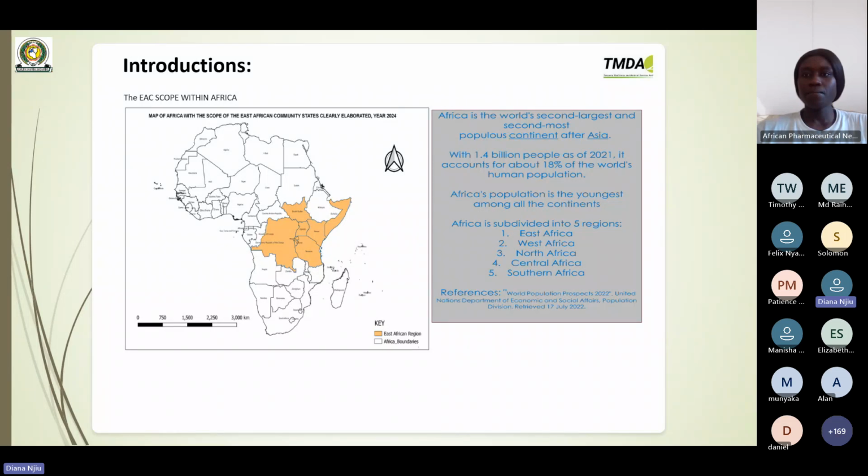Africa is the world's second largest and second most populous continent after Asia, with about 1.4 billion people as of 2021 data statistics. It accounts for about 18% of the world's population. The African population is regarded as the youngest among the continents, and the continent is divided into different regions: East Africa, West Africa, North Africa, Central Africa, and Southern Africa.